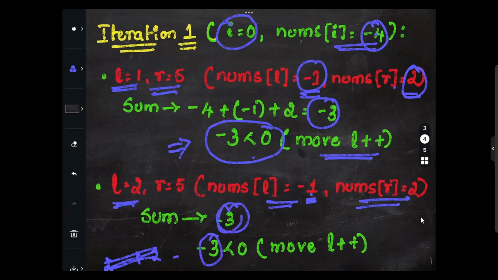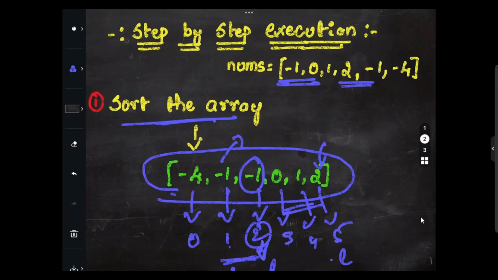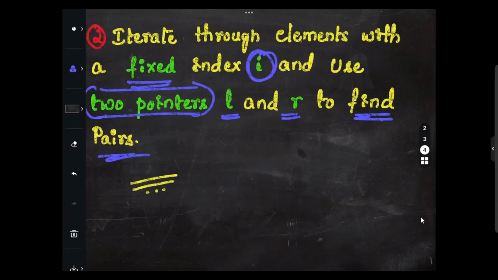So minus 3, we didn't get 0 again. Minus 3 is less than 0, then again we will move L here in this case. Now L will be 3 and nums of L will be 0. So nums of I will be 0, right? So I'll just come here in this case.